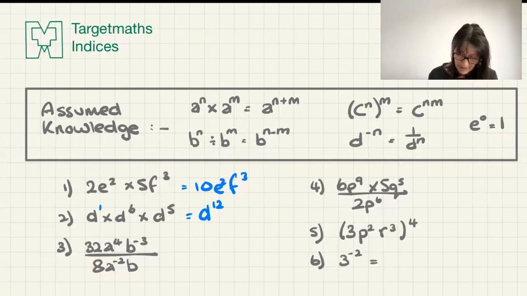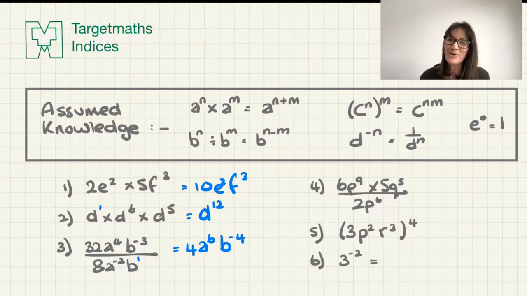So 32 divided by 8 is 4. A to the 4 divided by A to the negative 2. It's a divide, so I have to take 4 minus -2 creates that positive. So it's going to be A to the 6. And then B, remember, we've got an invisible 1 here. So -3 minus 1 is -4. Okay, so if we got that right, well done. Again, we need to be mindful. There's a lot happening here, so we've just got to do it in steps.